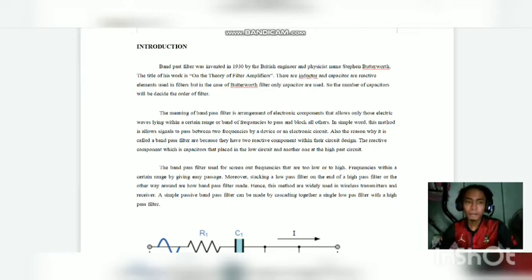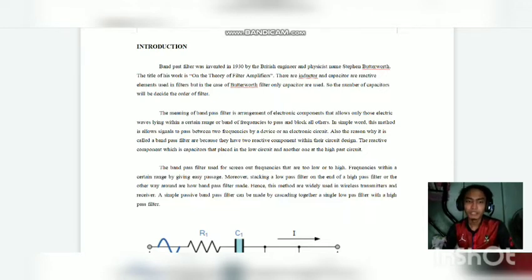The meaning of a bandpass filter is an arrangement of electronic components that allows only those electric waves lying within a certain range or band of frequencies to pass and blocks all others. In simple words, this method allows a signal to pass between two frequencies by a device or an electronic circuit. Also, the reason why it is called a bandpass filter is because there are two reactive components within the circuit design: the capacitor placed in the low pass circuit, and one in the high pass circuit.